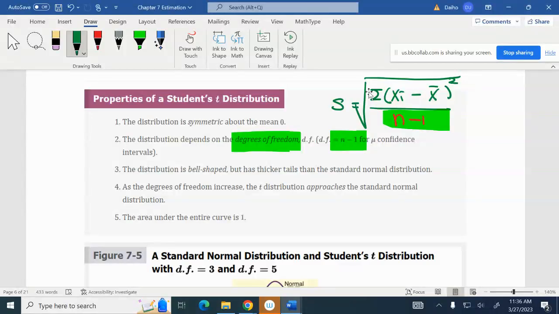Okay? N minus 1. Before, I suggested that minus 1 is nothing, divided by 99 or divided by 100, there's no difference, right? Divided by 1000 or 999, no difference mathematically, right? But it has a big meaning. Now, n minus 1, what is the name of it? The degree of freedom. Okay?